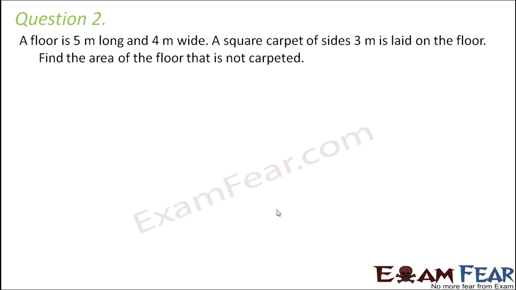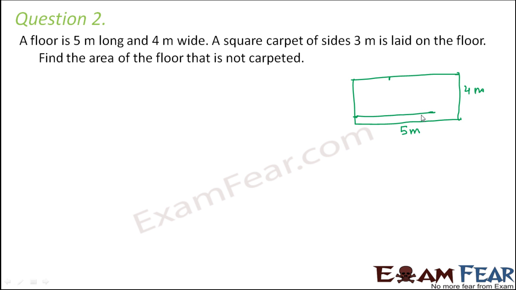Question number 2. A floor is 5 meters long and 4 meters wide. A square carpet of sides 3 meters is laid on the floor. So basically the floor is rectangular in shape, where the length is 5 meters and the width is 4 meters. There is a square carpet of sides 3 meters laid on the floor. Let's say that on one corner of the room there is a square carpet which is 3 meters this side and 3 meters this side.